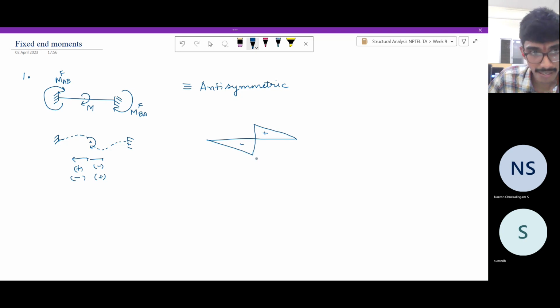And what will this be? There will be M by L acting at L by 2. So this will be minus M by 2. This will be M by 2. So this is in the absence of the fixed end moments. Plus, you have the fixed end moments. What are they? They're like this.